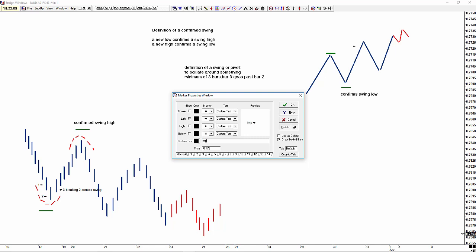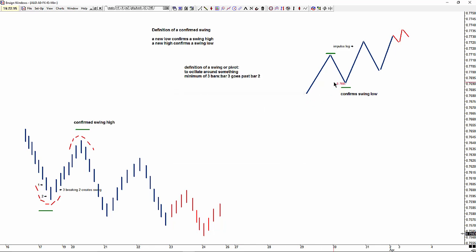Let's call this the impulse leg. And if you have other language, use your language, just be consistent with it. See, it's impulsive, it takes out the high. Or on this one, I'm doing both down and up. So this would be the impulse leg.